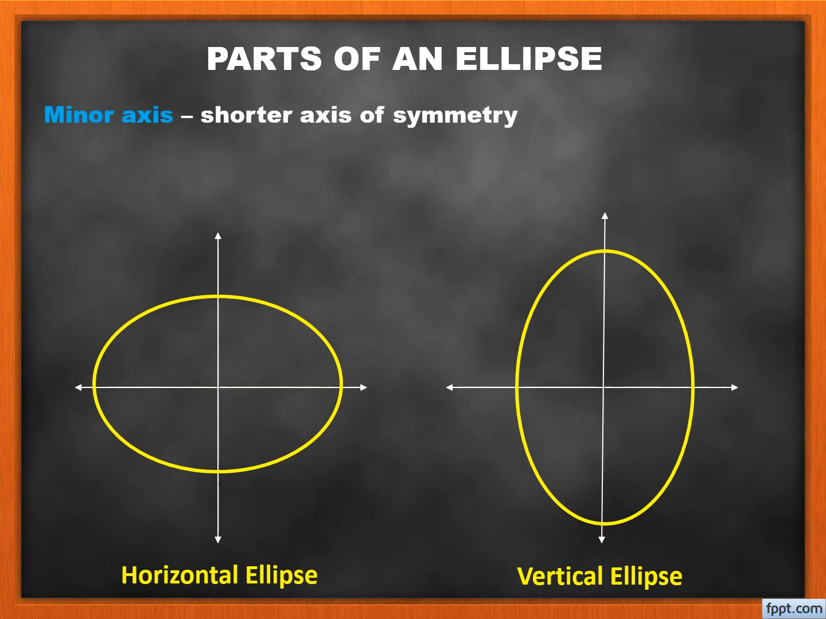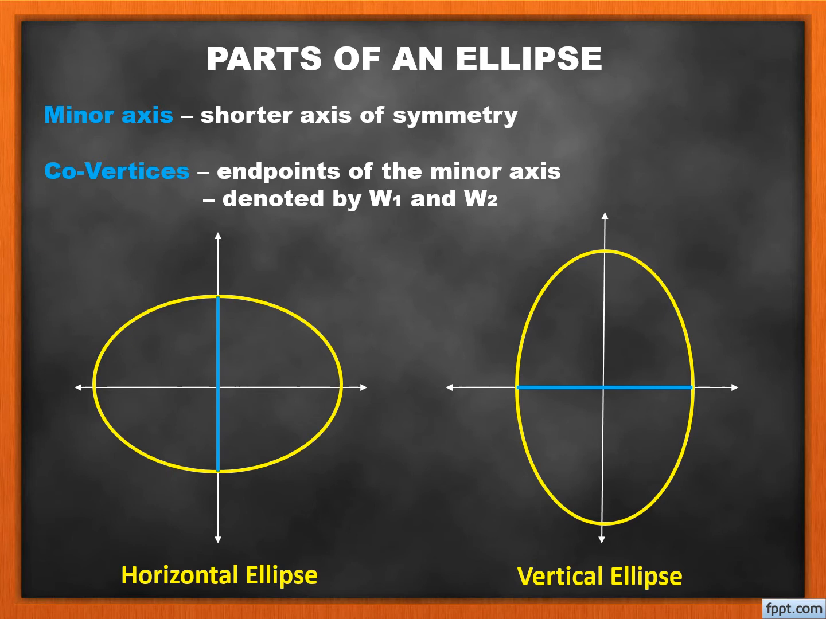Minor axis, on the other hand, is the shorter axis of symmetry of an ellipse. If your ellipse is horizontal, then your minor axis is parallel to the y-axis, or it is vertical. On the other hand, if your ellipse is vertical, then your minor axis is parallel to the x-axis. Thus, it is horizontal.